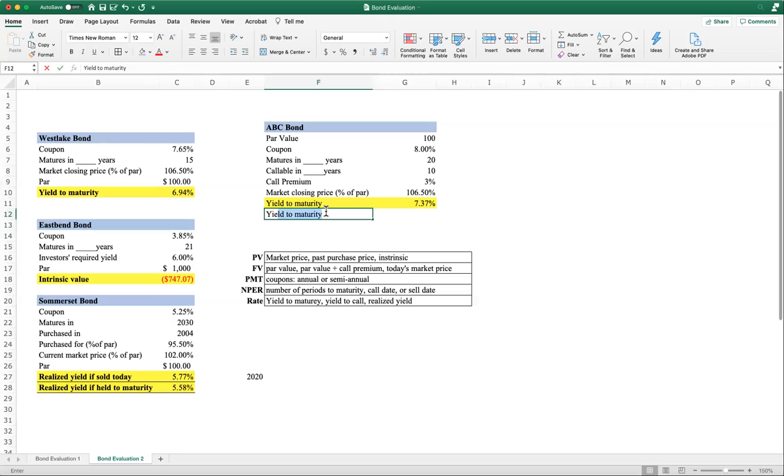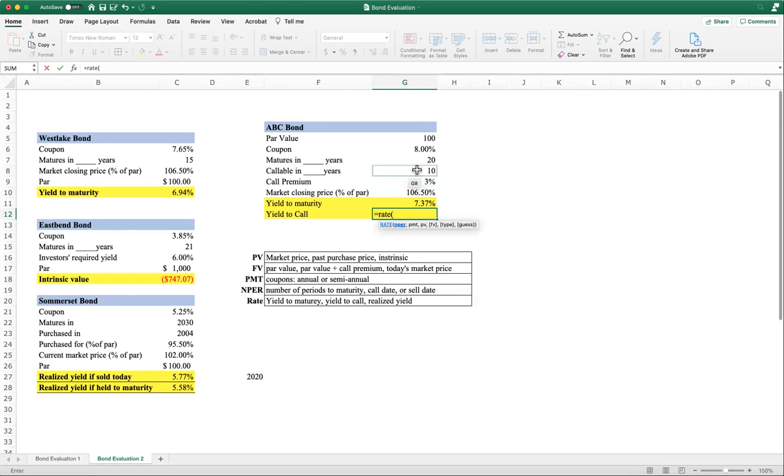So what is the yield to call? That's the point of this example. Yield to call right here, let me highlight this, is saying you buy today, and you can get called back in 10 years. So again, the rate is the same, and the number of periods is going to be 10. The payment is still the same, 8% multiplied by the par. And the present value is going to be the same, okay?